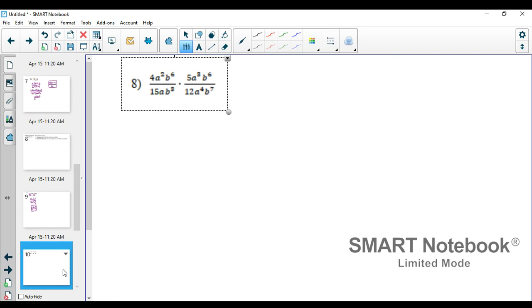Okay, so number 8, we have 4a squared b squared over 15a b cubed times 5a cubed b to the 6th power over 12 a to the 4th b to the 7th. All right, so we are going to simplify here again, but we're going to cross simplify. So we're going to simplify the 4 and the 12 together. So 4 over 12 simplifies to 1/3. So the 4 and the 12 are becoming 1 and 3. And then 5 and 15 also simplify to 1 and 3.